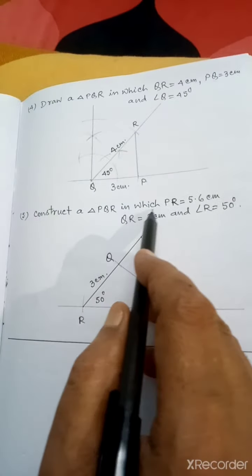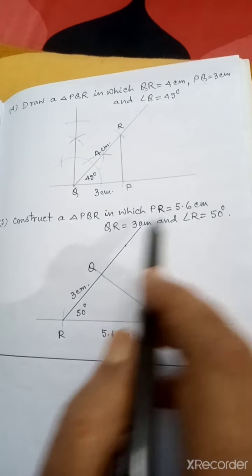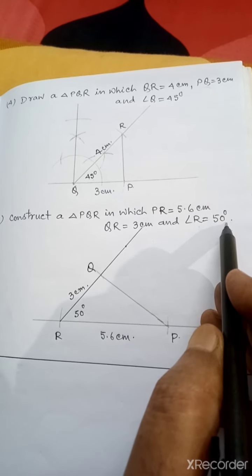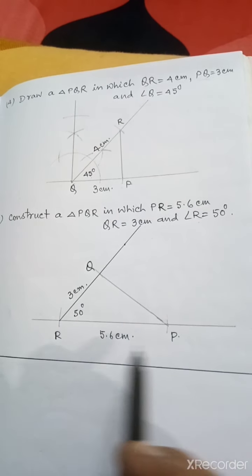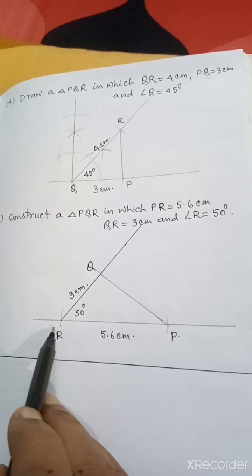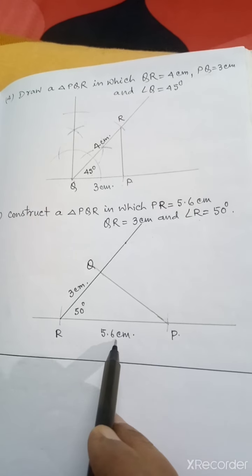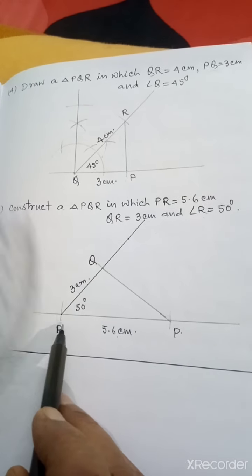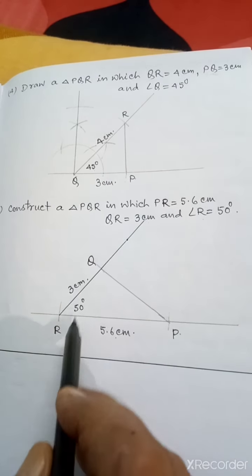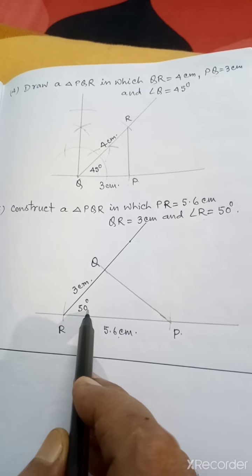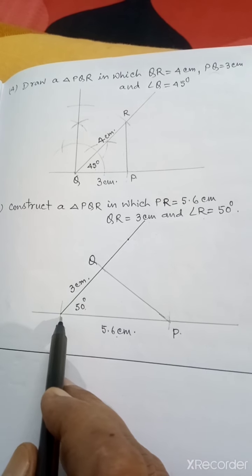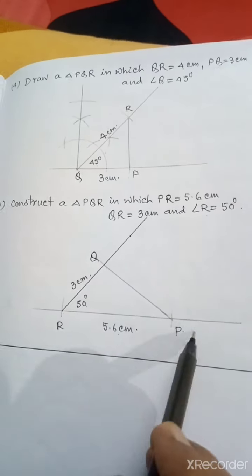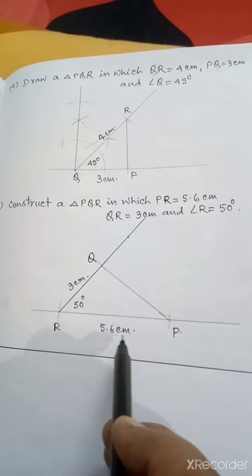Construct a triangle PQR in which PR equal to 5.6 centimeter, QR equal to 3 centimeter and angle R equal to 50 degree. First of all, draw a line, then draw a line segment PR equal to 5.6 centimeter. With the help of protractor, construct angle PRQ equal to 50 degree with R as a center and RQ equal to 3 centimeter. Draw an arc, join PQ. PQR is the required triangle.